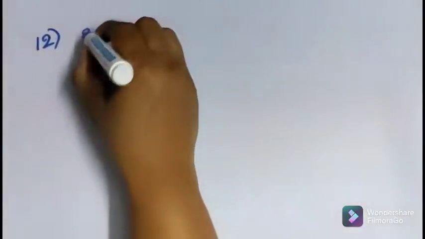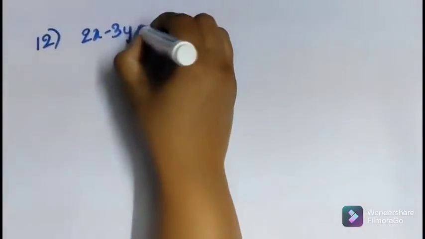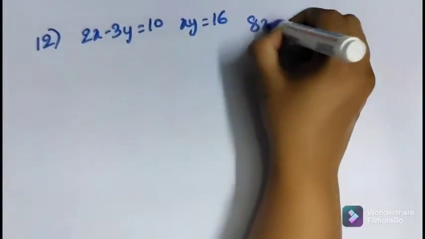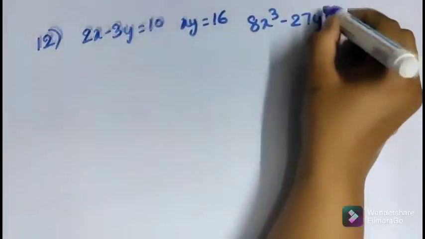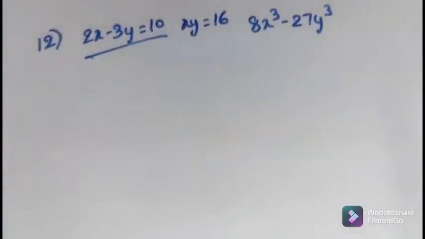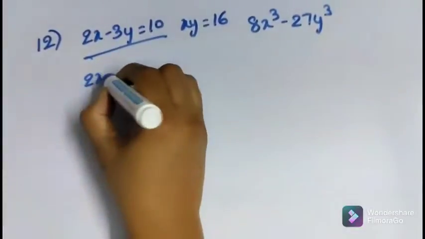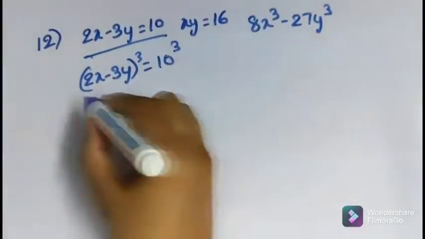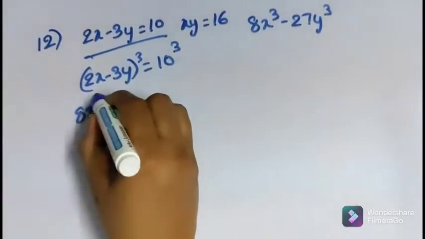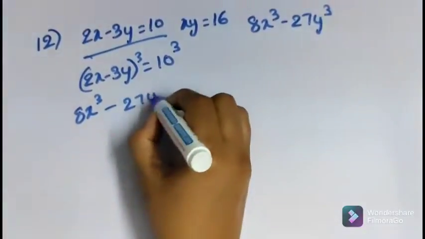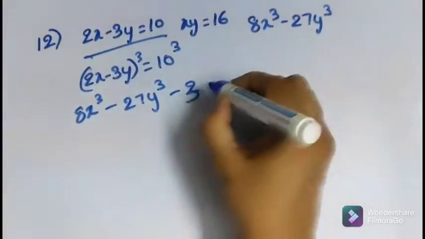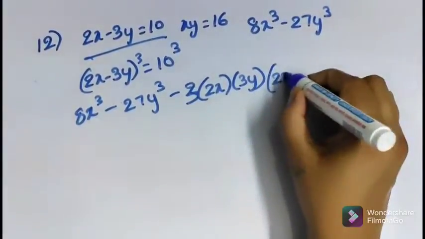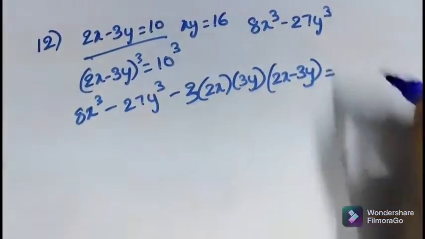12th question is, if 2x minus 3y is given as 10 and xy is given as 16, we are supposed to find the value of 8x cube minus 27y cube. So we have this equation, so we have to cube both the sides. So (2x minus 3y) whole cube is equal to 10 cube. So let's expand it. That will be 8x cube minus 27y cube minus 3 times 2x into 3y, right, in the bracket 2x minus 3y is equal to, what is 10 cube here?